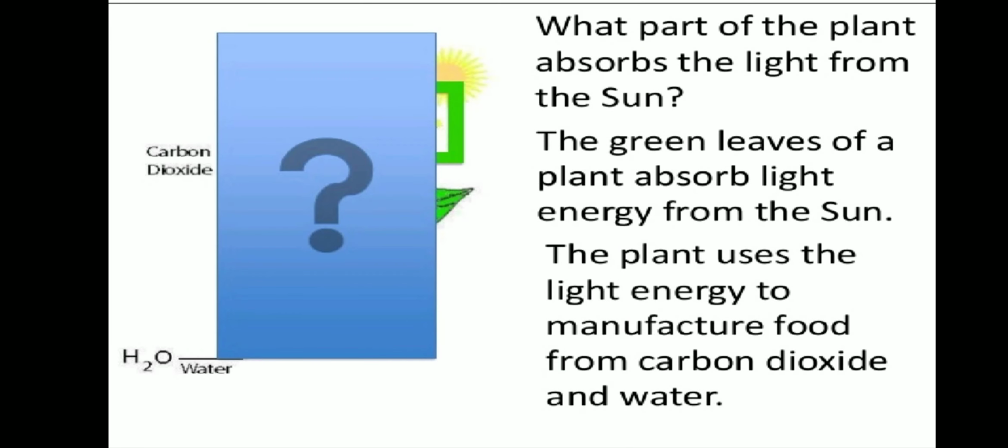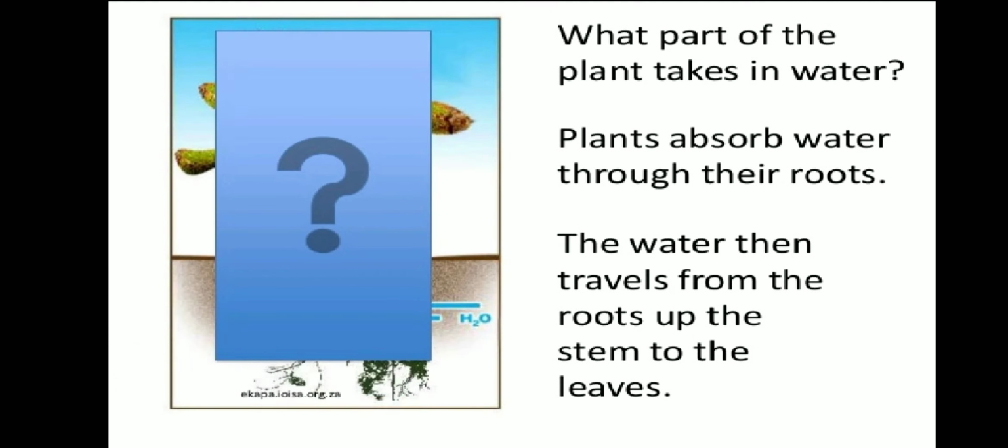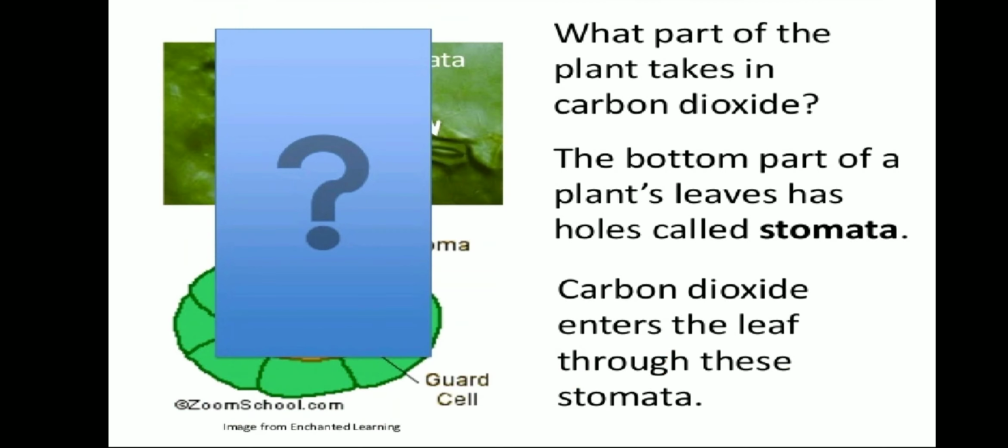Which part of the plant absorbs the light from the sun? Yes, the green leaves of a plant absorb light energy from the sun. The plant uses the light energy to manufacture food from carbon dioxide and water. And which part of the plant takes in water? Yes, the plant absorbs water through its roots. The water then travels from the root up to the stem and then to the leaves.